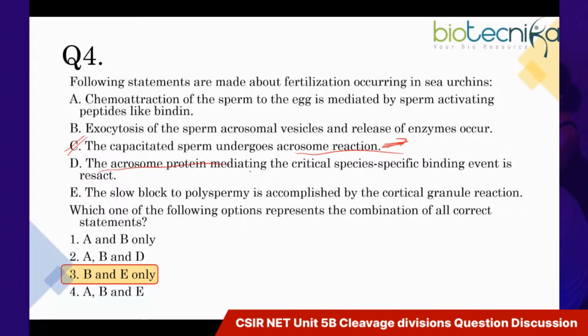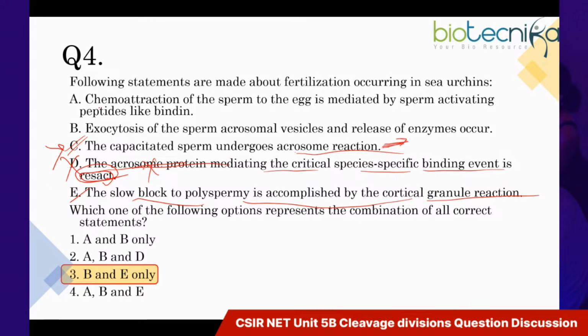The acrosomal protein mediating the critical species specific binding event is Resact. Again, Resact is not an acrosomal protein. Resact is a chemoattractant. So what is said over here, acrosomal protein, that is wrong. So D is also incorrect. Okay. And slow block to polyspermy is accomplished by the cortical granule exocytosis. Yes, again this is correct because the fast block is by the membrane destabilization where it undergoes depolarization, and the slow block is done only when the cortical granules release their contents. Okay, so E is also correct. In the next class I will just confirm about the C statement.